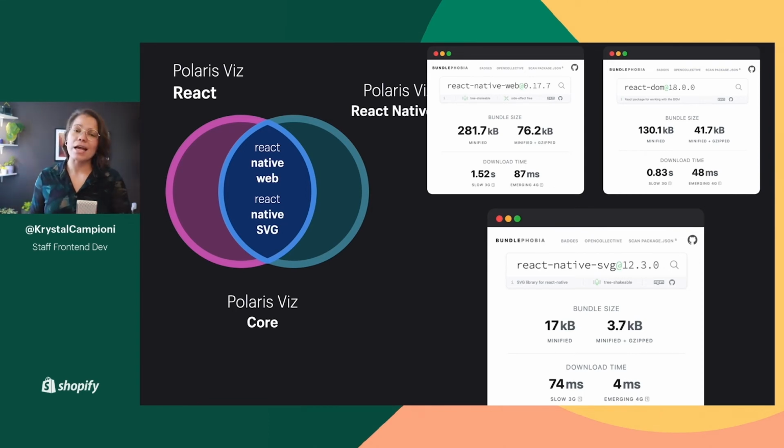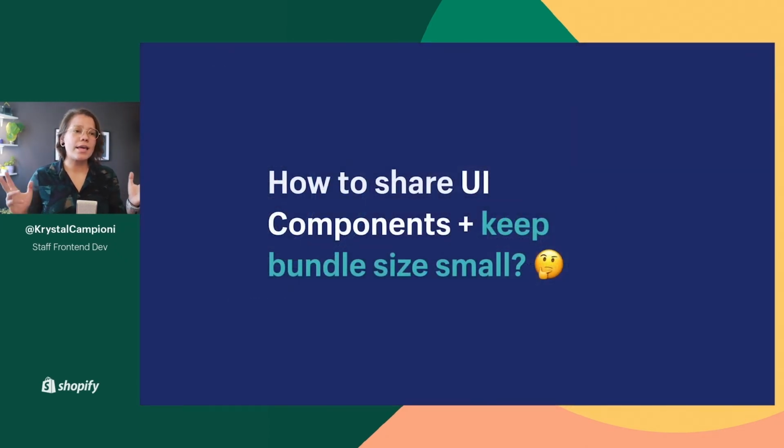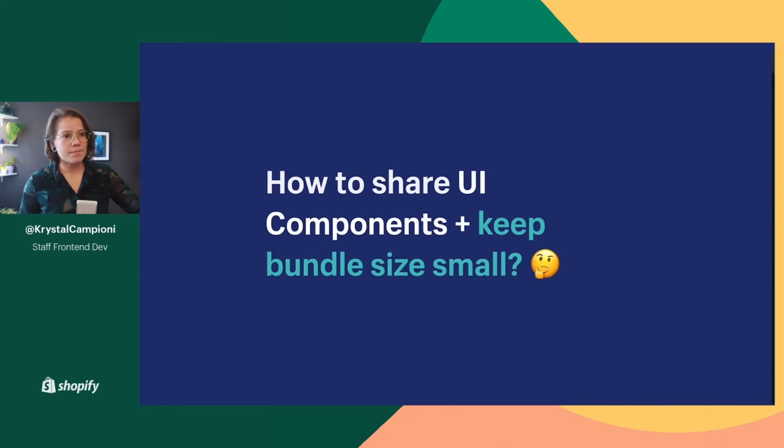Shopify is a complex system with a lot of dependencies already. And because we have customers everywhere in the world, including places that don't have access to fast internet connection, by adding these extra dependencies, it can make a huge difference into how a merchant can actually log into their account and manage their business. So, how can we share UI components but also keep the bundle size small? Use dependencies only where we actually need them.